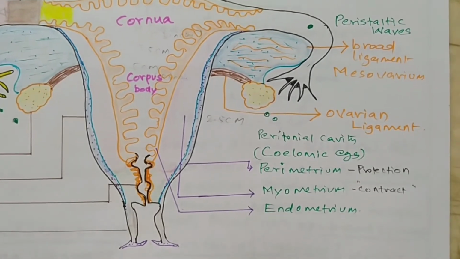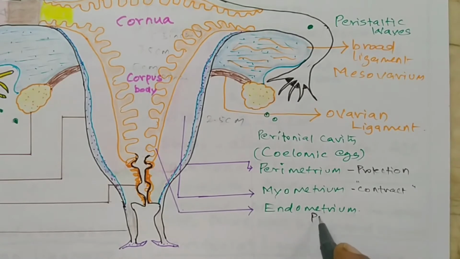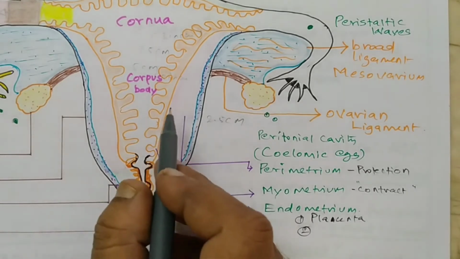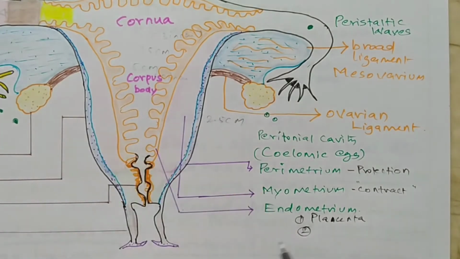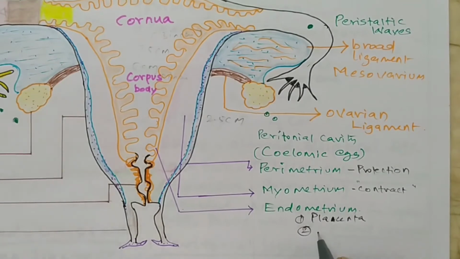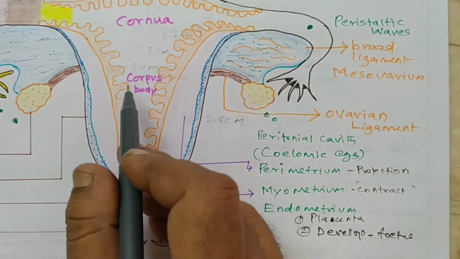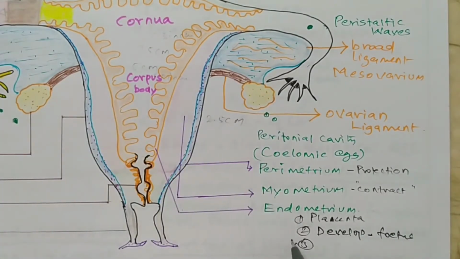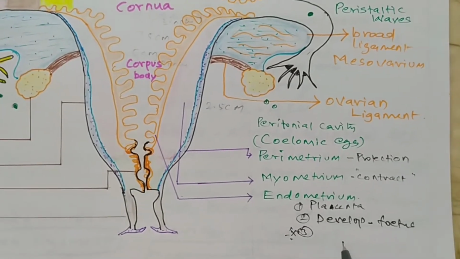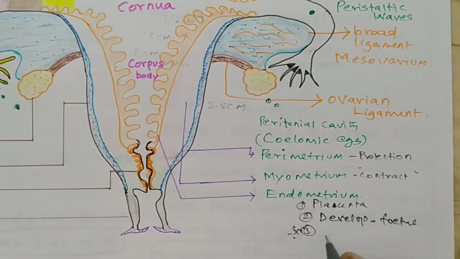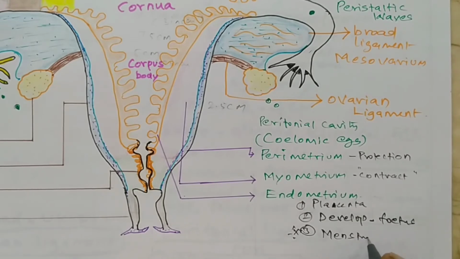And the endometrium performs many functions. I want to mention a few important ones. One is formation of the placenta, which is much more important. Another is that it supports the development of the fetus. Development of the fetus occurs inside the wall of the endometrium. And the third, much more important point, is that it undergoes cyclical changes during the menstrual cycle.